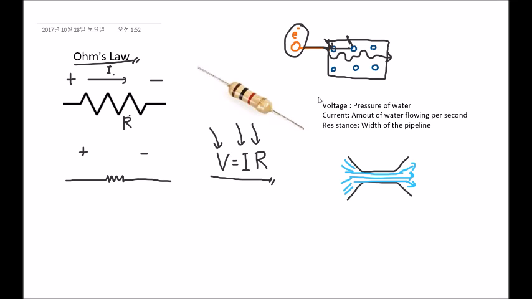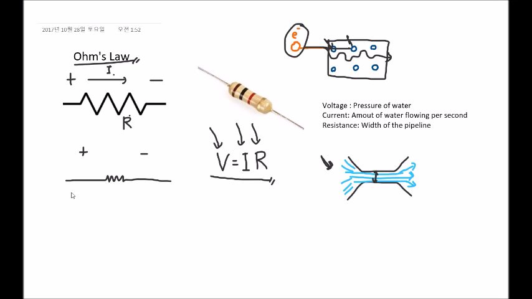In many cases, the relationship between voltage, current, and resistance is often explained using the analogy of water flowing through a pipe. The voltage would correspond to the pressure of water, and the current would correspond to the amount of water flowing per second. The resistance would be the width of the pipeline. So the smaller the width is, the higher the resistance would be, because if this width gets smaller, if we apply the same pressure of water, the amount of water flowing per second would decrease.